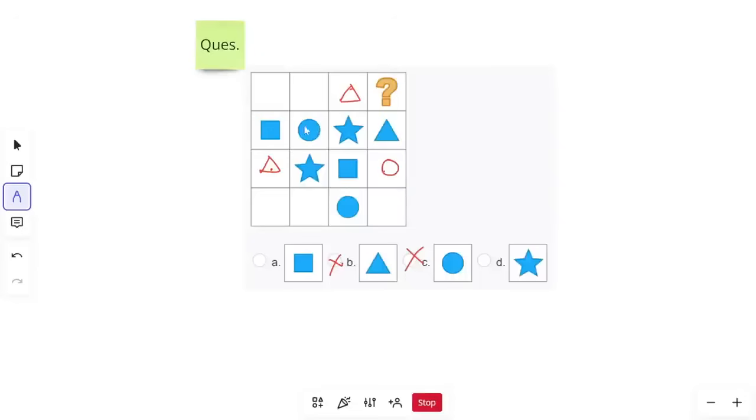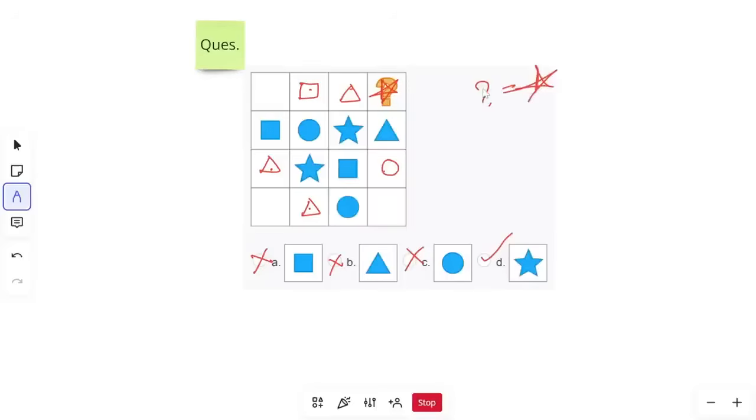Let's try to fill in these two boxes. Circle is here and triangle is here. So if circle and star are there, what are the two options left for us? We have square and triangle. Can square come here? Yes, it can, but triangle cannot come here because triangle is already occupied in the other one. So I am going to put triangle here. Now square is also eliminated from our options. The only option left for the question mark is star. So the question mark is going to be replaced with star.